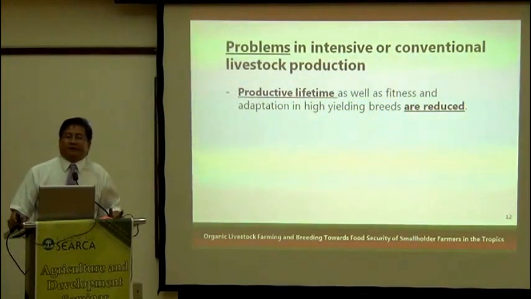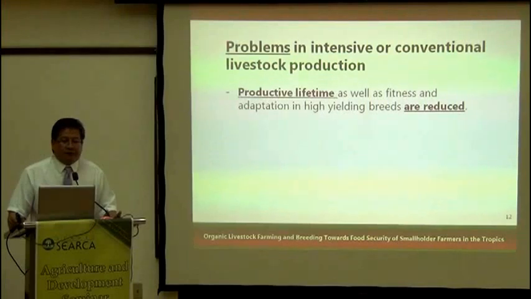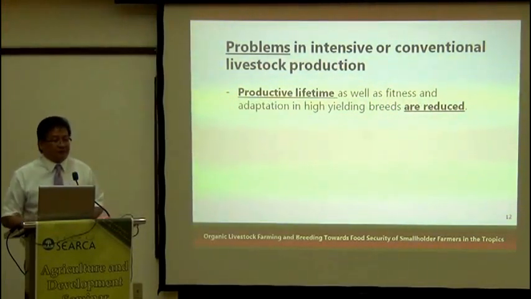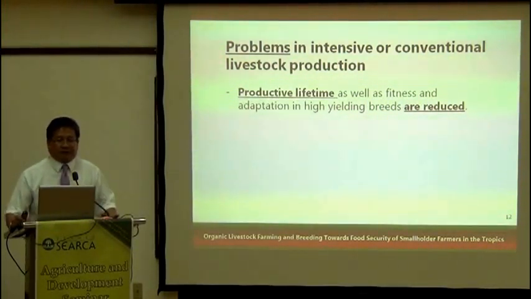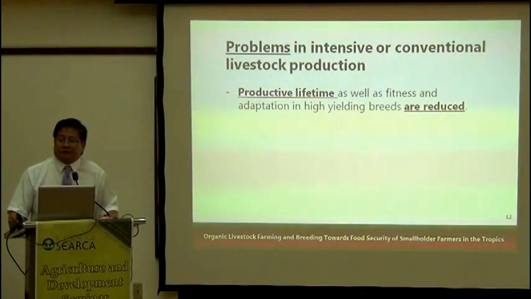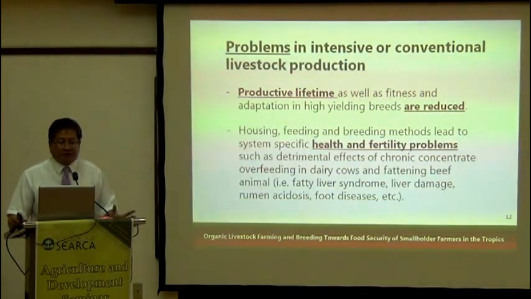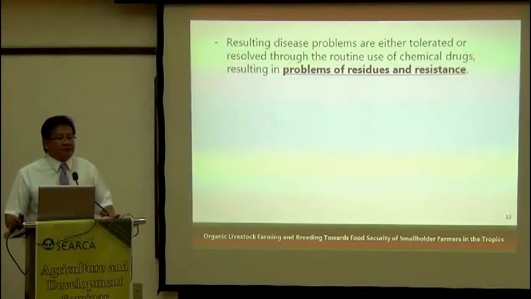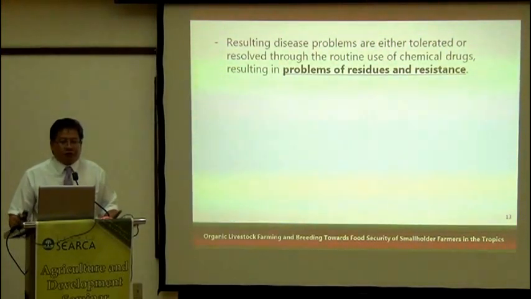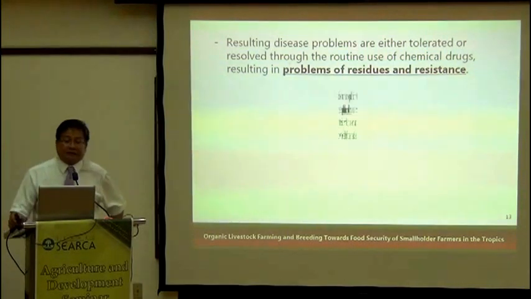And the common problems that have been documented include the following. With intensive production, the productive lifetime, as well as fitness and production rates, especially for the higher breeds, are often reduced. The housing, feeding, and breeding methods usually lead to specific health and fertility problems. And these resulting disease problems are either tolerated or resolved through the routine use of chemical drugs, resulting in problems of residues and resistance.